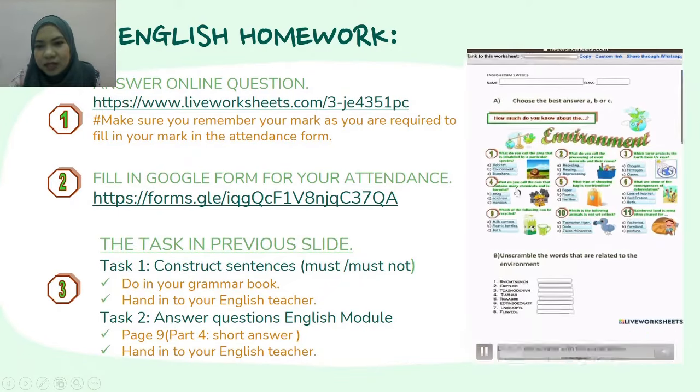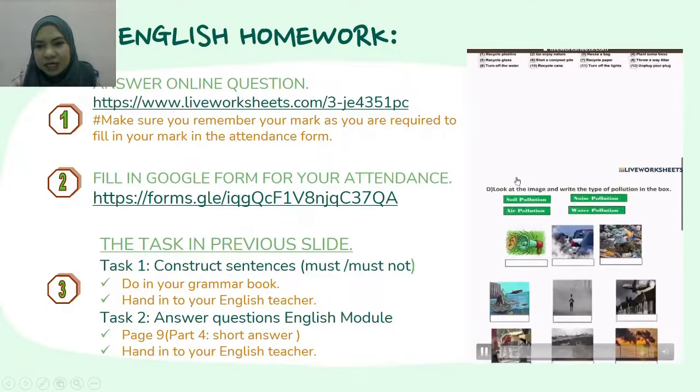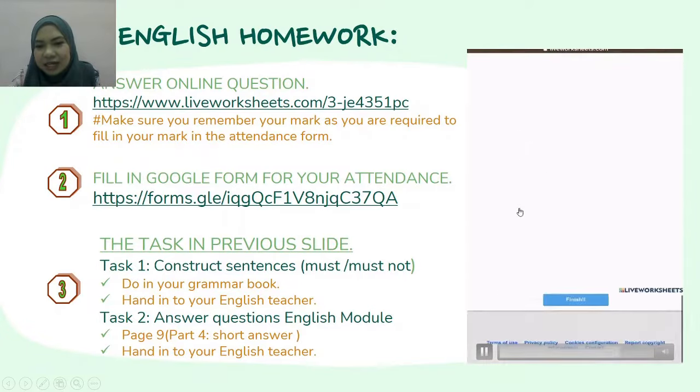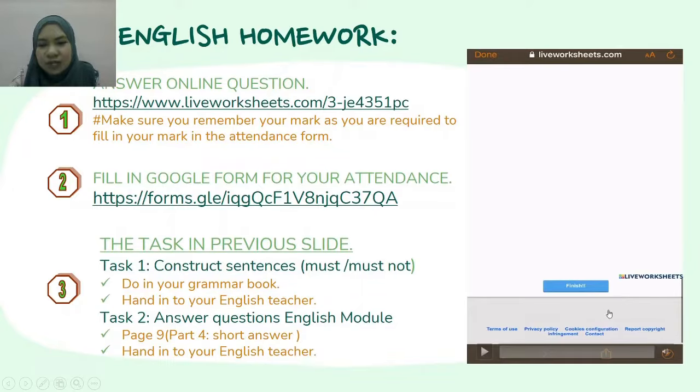Part 1, A, B, C, D, and E, and scroll down until you find the word finish. You have to push the word finish and you will get your mark. Make sure you remember your mark as you are required to fill in your mark in the attendance form. Your mark from number 1 will be needed when you are going to fill in the Google form for your attendance. Fill in the Google form in the link here.